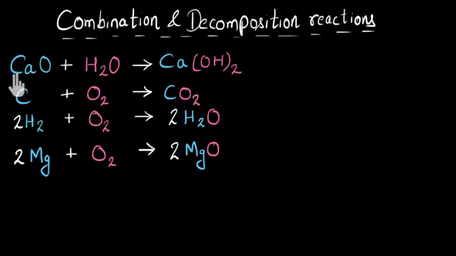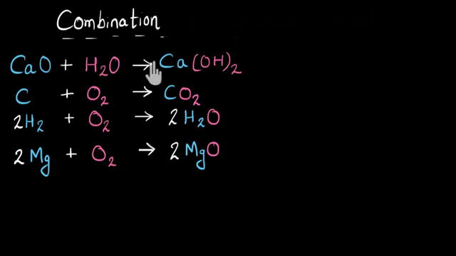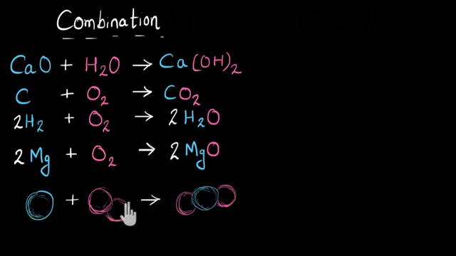Over here, in every example I can see the reactants are combining to give me one single product. Here also, two reactants are combining to give me one single product. Everywhere you can see the same thing is happening. So these are the examples of combination reaction. At a molecular level, if you see, the atoms and molecules of the reactants are combining to give me one single molecule, one single product.